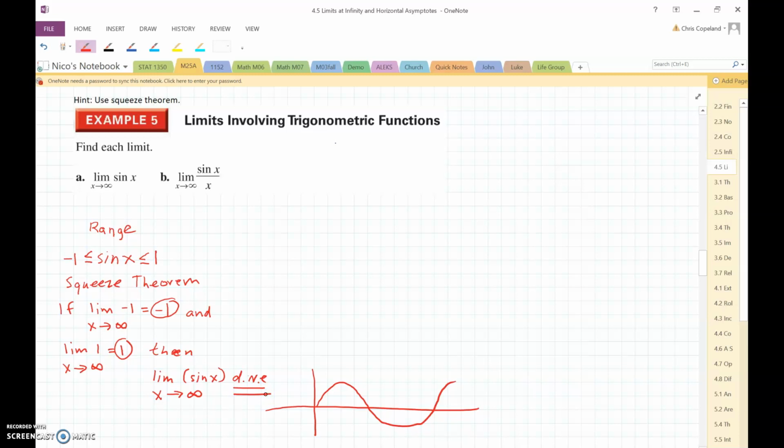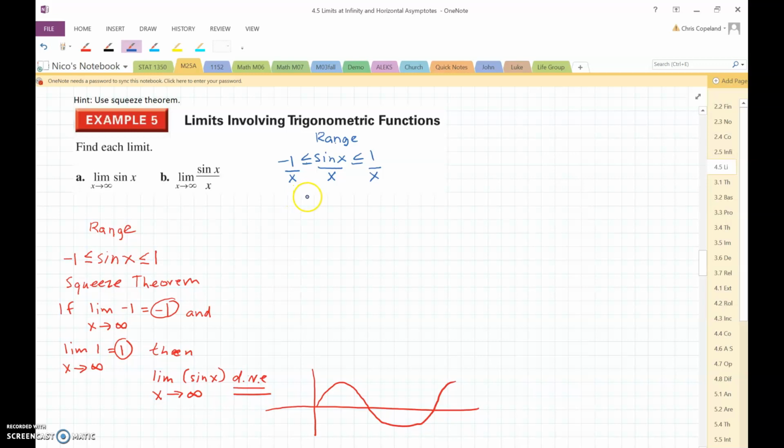Let's try B. We're going to start this off the same way. We're going to start with sine of x, and we're going to look at the range. We know that the range for sine of x is going to be between -1 and 1. And then let's do this. Let's divide each of these functions by x. Now that should still be true.